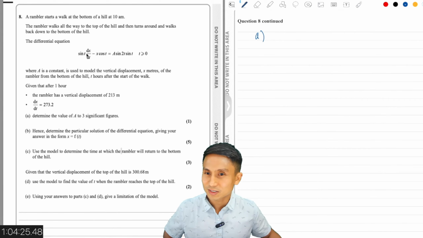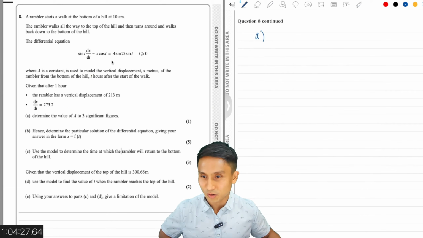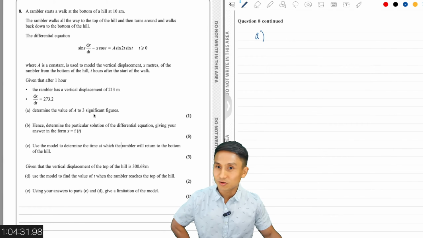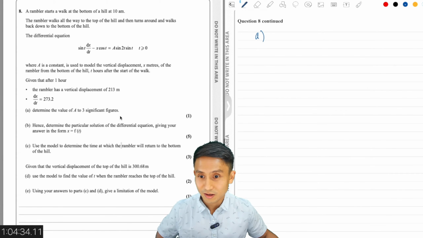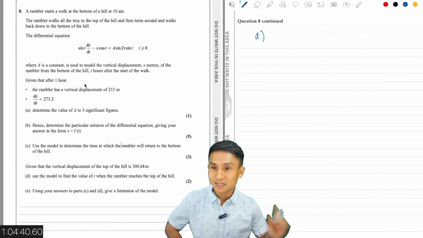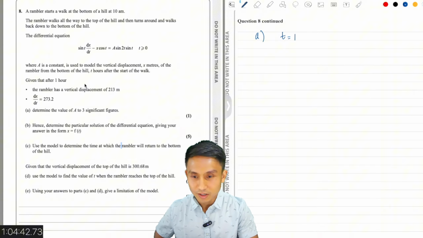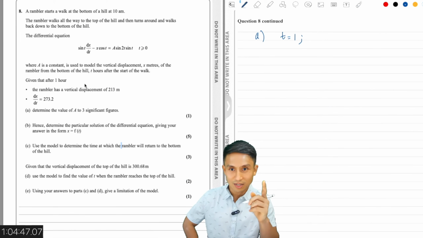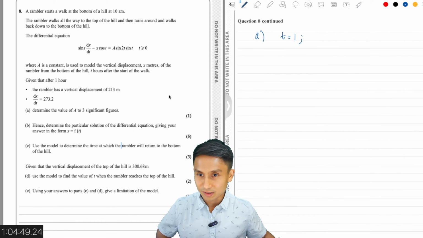All right. So this is a first order differential equation. Okay. So I'm going to go with solving here. Determine the value of A. Just 1 mark. Okay, given that after 1 hour, so that's t equals 1, right? So t is 1, so that's in radian, right?